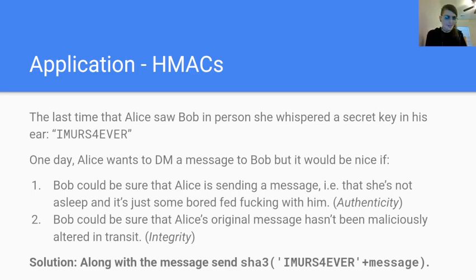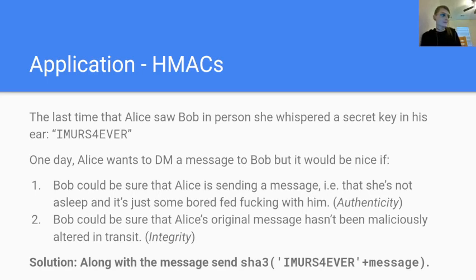Now one day she wants to DM him a message, but it'd be nice if Bob could be sure that Alice is sending a message at all. Like, she could be asleep, and it could be some fed in Fort Meade or Langley or something, messing with them. He wants to be sure that she's actually sending a message. And so this is called authenticity. We want to make sure that Alice is the one on the other end. He also wants to be sure that her original message hasn't been tampered with. So she might be the one sending the message, but if it's been intercepted halfway and altered, then that's no good either. So we want to ensure message integrity.